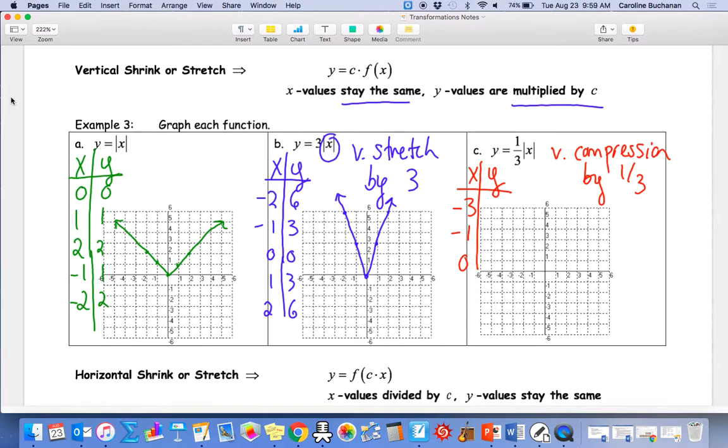So I'm choosing a few values that I know will work out a little more nicely when we multiply by a third. So if you plug in negative 3, it becomes positive, multiply by a third, you get 1. And these would be our values. If you included 6, you would get a y value of 2.